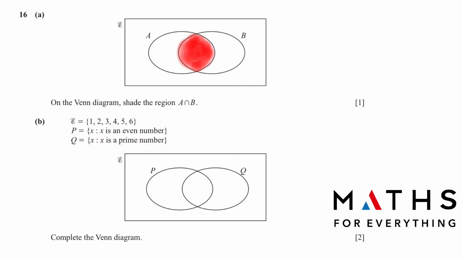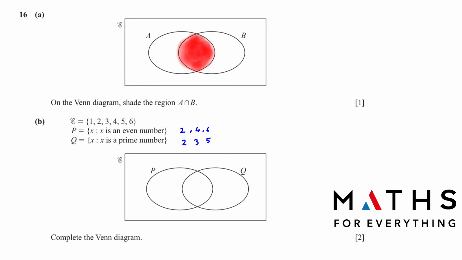Complete the Venn diagram. Even numbers are numbers ending with 2, 4, 6. So our even numbers are 2, 4, and 6 in set P. Prime numbers are numbers that are not divisible by any number except 1 and itself. 2 is a prime number. 2 is the only even prime number. Then 3 and 5.